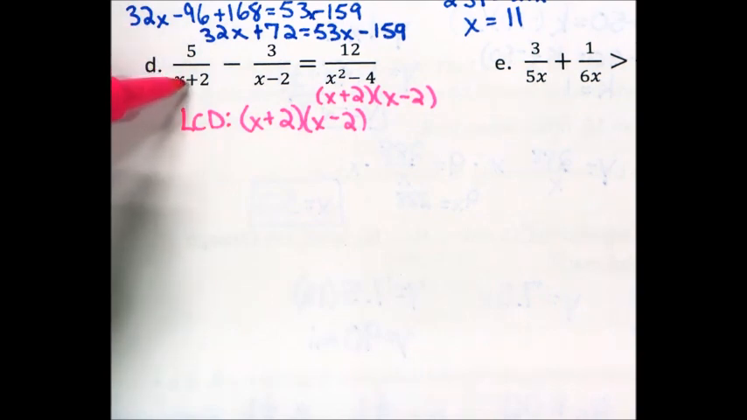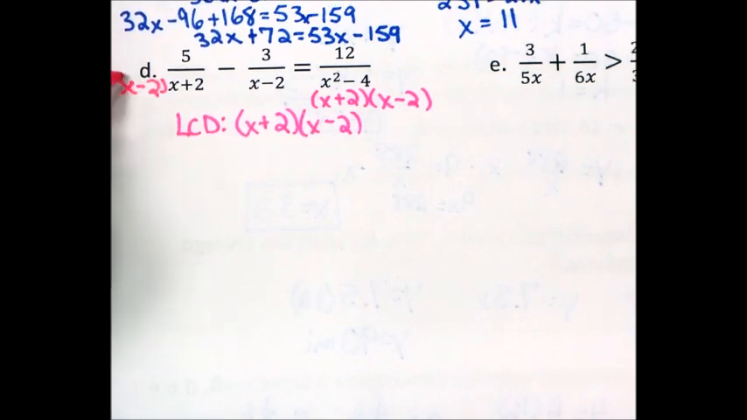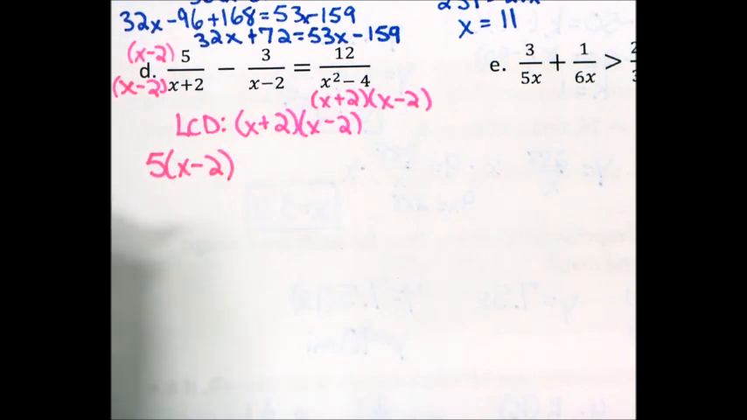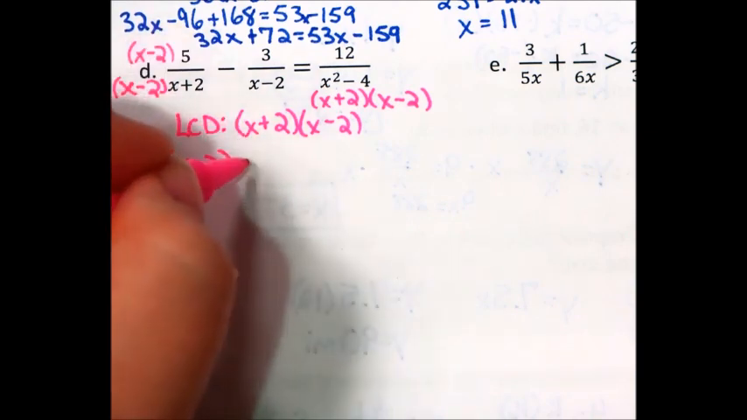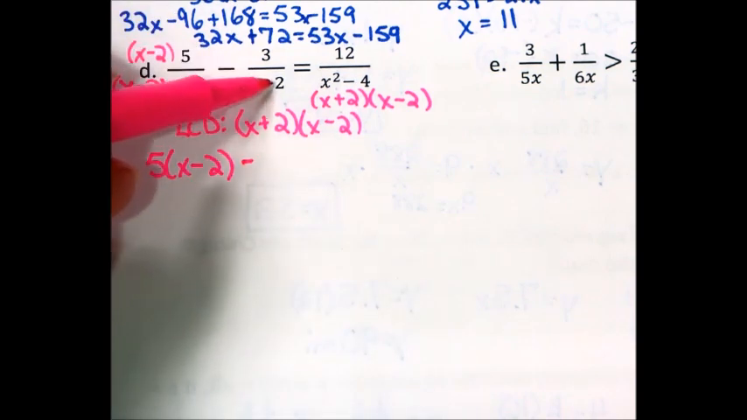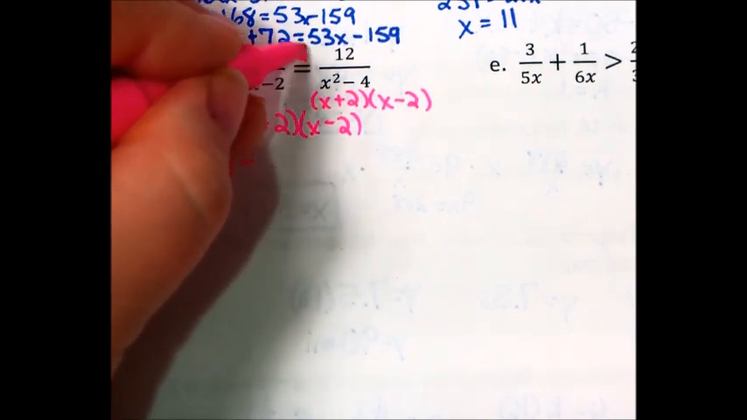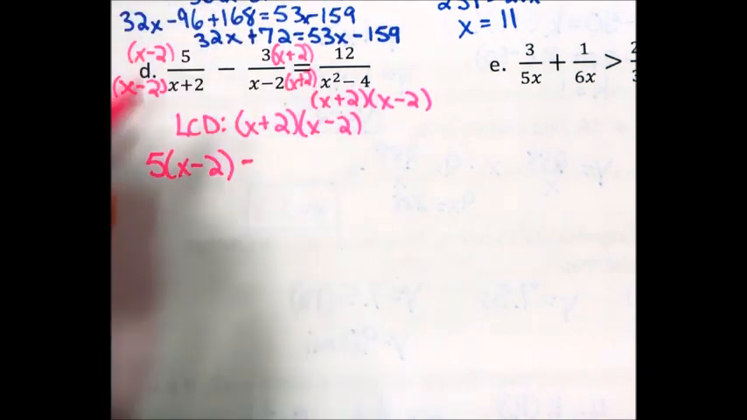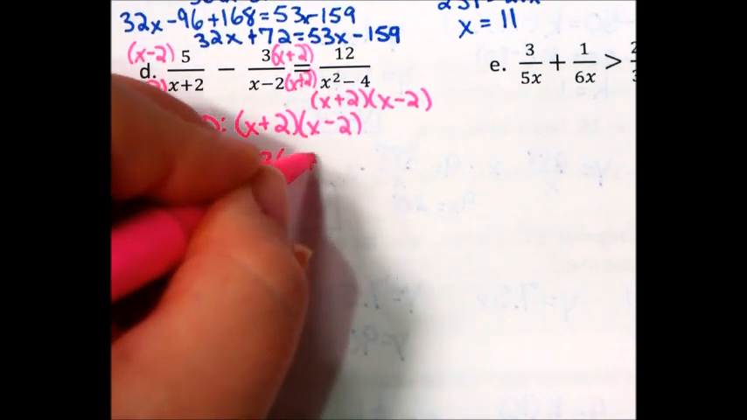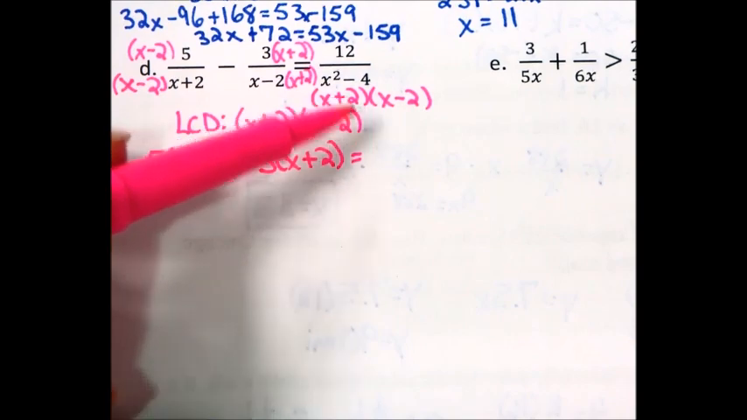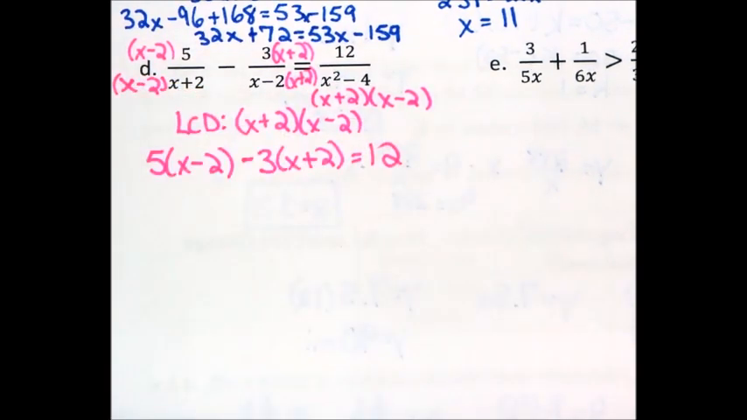The first denominator already has an x plus 2, but it needs an x minus 2. So I have 5 times x minus 2, because we focus only on the numerators with equations, minus the second one, which has x minus 2, but it needs an x plus 2. So minus 3 times x plus 2. And the final denominator doesn't need either the x plus 2 or the x minus 2. So it just remains as 12.